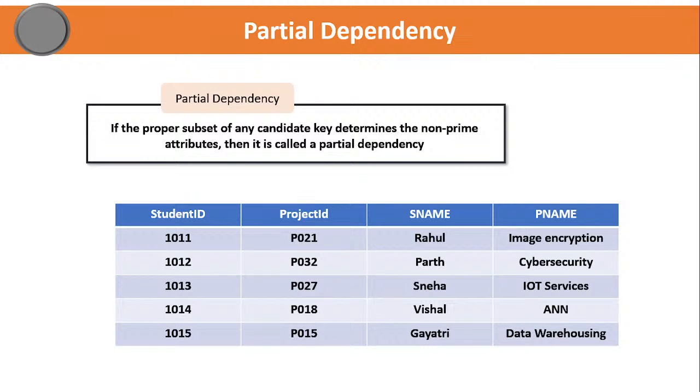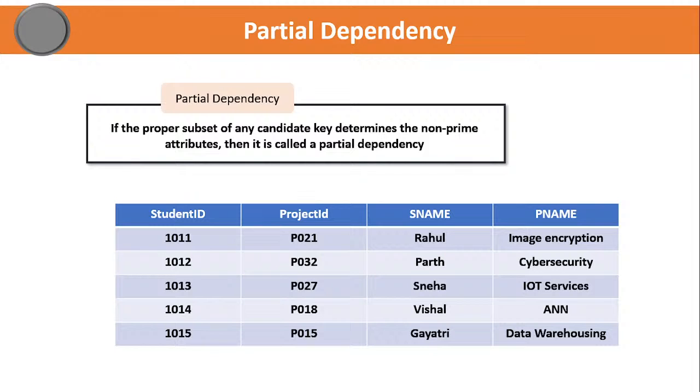Alright, now the second normal form states that there shouldn't be any partial dependency. Partial dependency is nothing but if a proper subset of a candidate key determines the non-prime attribute, then it is called a partial dependency. So let me explain with an example here. Consider this student table, which has student ID, project ID, student name and project name. Now in the above table, if you look clearly, we have partial dependency. Let us understand how. Now the prime key attributes here are student ID and project ID.